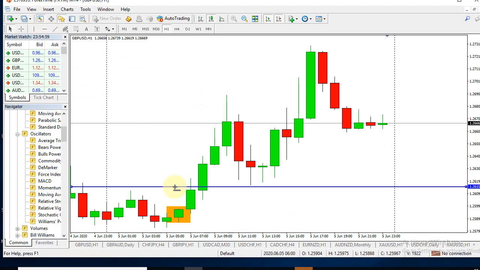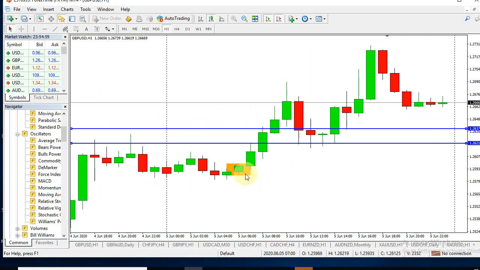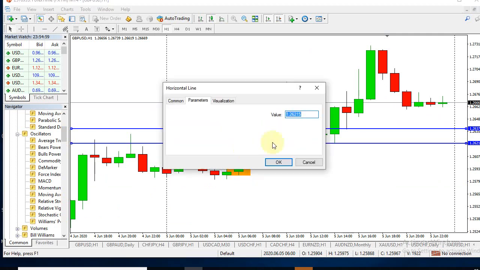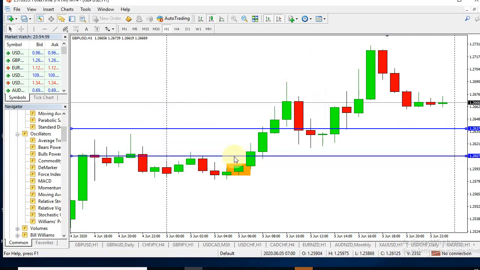I'm going to bring up horizontal lines for us to use to mark out the pending orders. Okay, now we will consider the high of this candle. The high is 1.25975. So our buy stop pending order will be, adding 10 pips, 1.26075. Go to the horizontal line, click on horizontal line properties, enter 1.26075 and click OK. So this marks out your buy stop pending order.